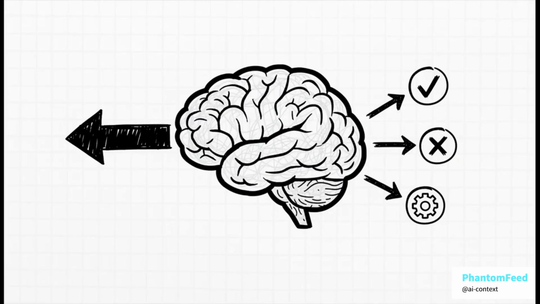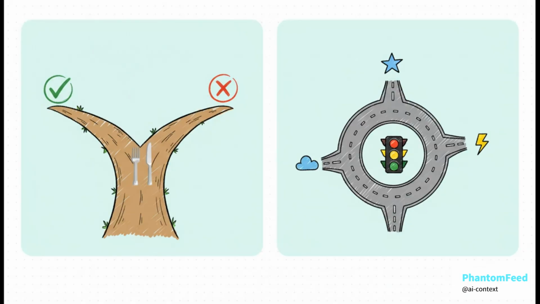But simple instructions only get you so far. For anything really cool, your code needs to have a brain. It needs to be able to look at a situation and make a choice. And this decision-making superpower is called control flow. And the two big tools for this are if-else and switch.